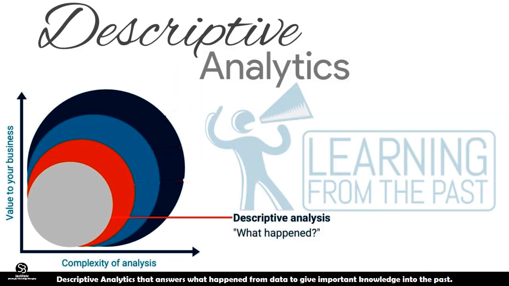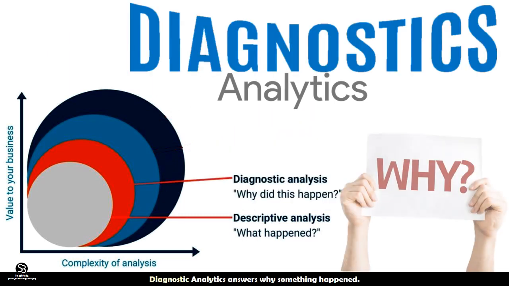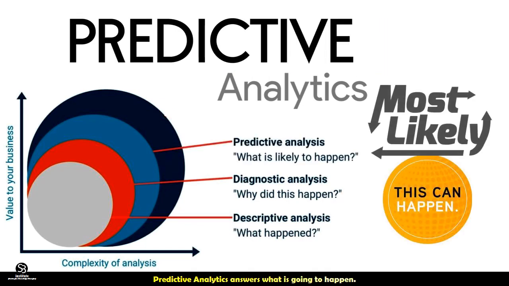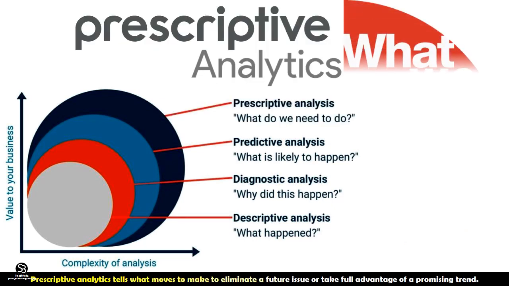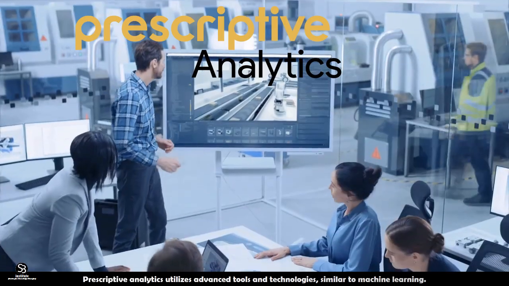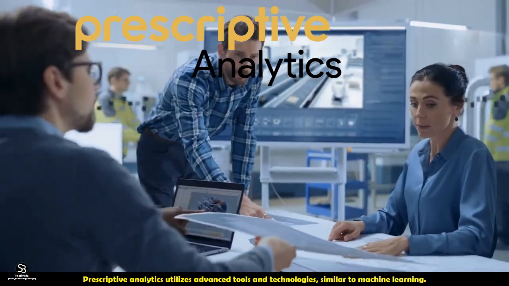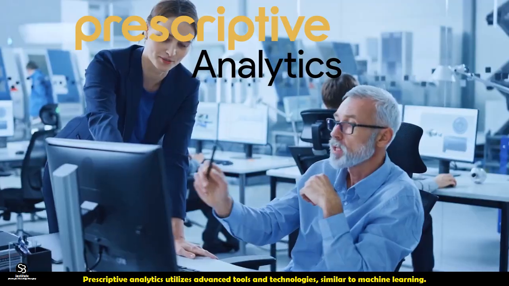Descriptive analytics answers what happened from data to give important knowledge into the past. Diagnostic analytics answers why something happened. Predictive analytics answers what is going to happen. And prescriptive analytics will tell what moves to make to eliminate a future issue or take full advantage of a promising trend. Prescriptive analytics utilizes advanced tools and technologies similar to machine learning.